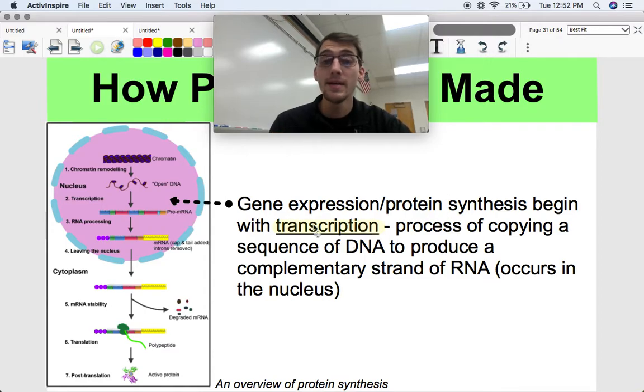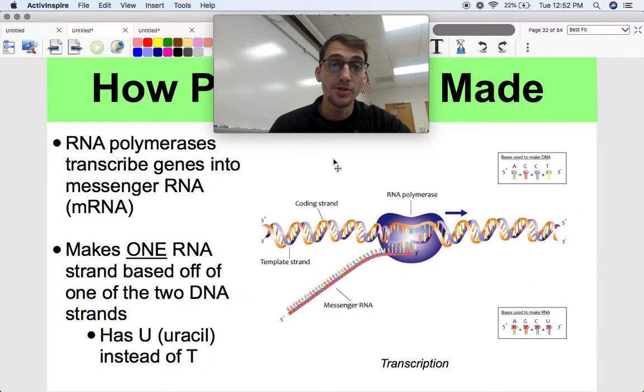So we're copying a sequence of DNA to produce a complementary strand of RNA, and this occurs in the nucleus. So here we are in this whole process of gene expression. Here's our DNA. It gets transcribed into mRNA through the process called transcription. And the molecules that are going to be doing the transcription are called RNA polymerases. Don't get that confused with DNA polymerase. We're going to be making RNA from it, messenger RNA.